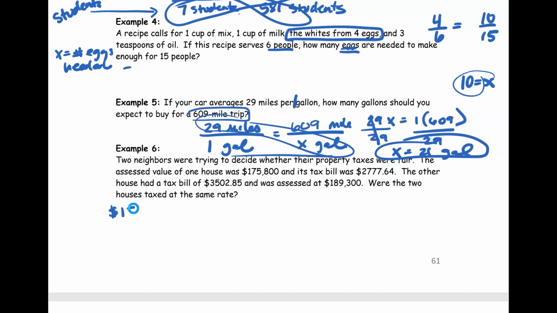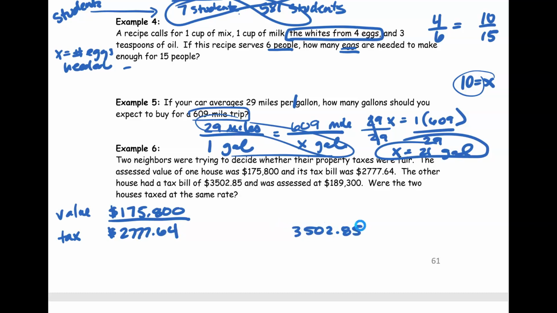So we've got the assessed value. So we put the value, and I'm going to compare that to the tax. The other house had a tax bill of $3,502.85 and was assessed at $189,300. Were the two houses taxed at the same rate?